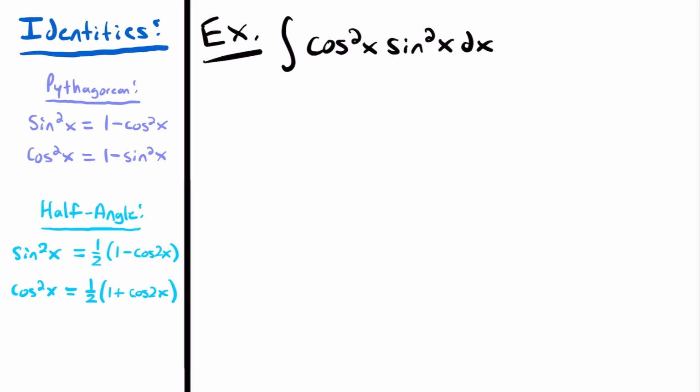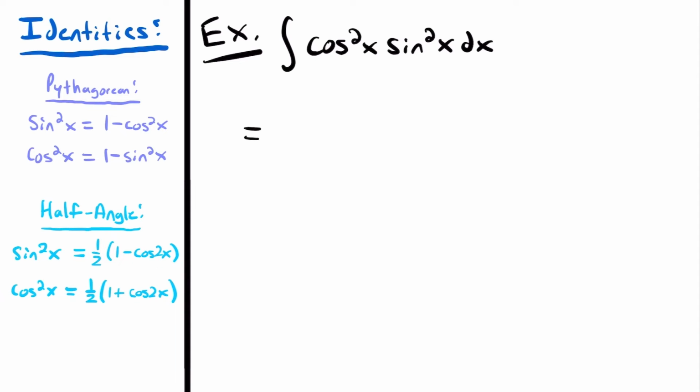Neither of these powers are odd, so we don't need to split anything up, and we're not going to use our Pythagorean identities. Instead, we are going to use our half angle identities. And so watch what happens if we do that. Remember that cosine squared x is equal to 1/2 times 1 plus cosine of 2x, and sine squared x is equal to 1/2 times 1 minus cosine of 2x.